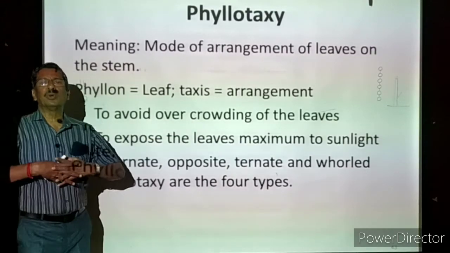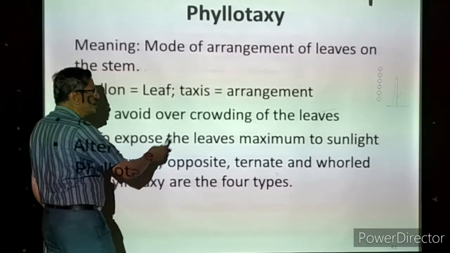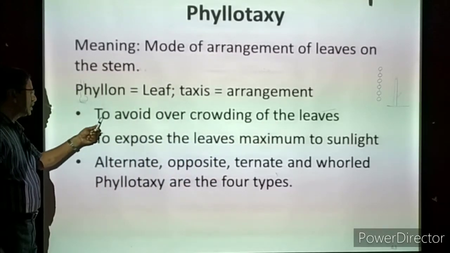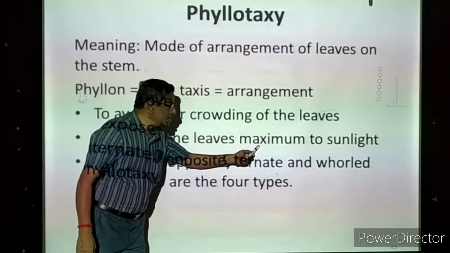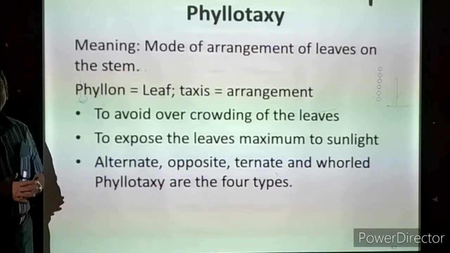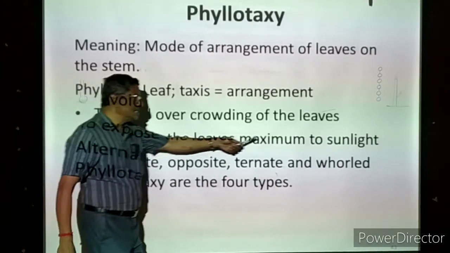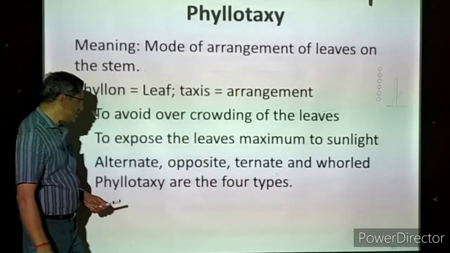That means overcrowding will not be there. All the leaves are arranged so that they are exposed to the sunlight. To avoid the overcrowding of the leaves, to expose the leaves maximum to sunlight. That means when the arrangement is proper, all the leaves are maximum exposed to sunlight. So if the sunlight is available more, the leaves can prepare more food, that is starch.